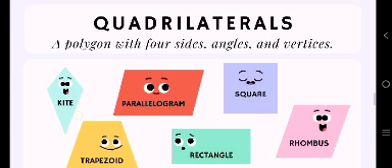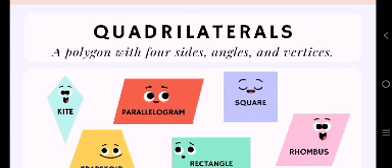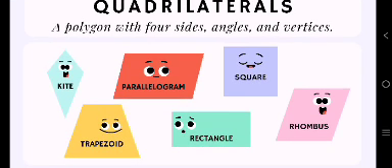Now let us move on to quadrilaterals. What is a quadrilateral? A polygon that has four sides, angles and vertices. See, the first one, which is a kite, has four sides. There are four angles and also vertices. Now another one is the parallelogram. Same thing, it has four sides, four angles and vertices.